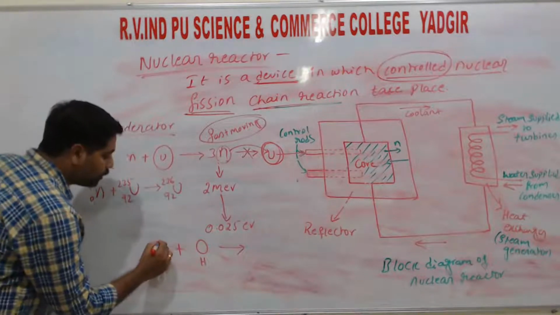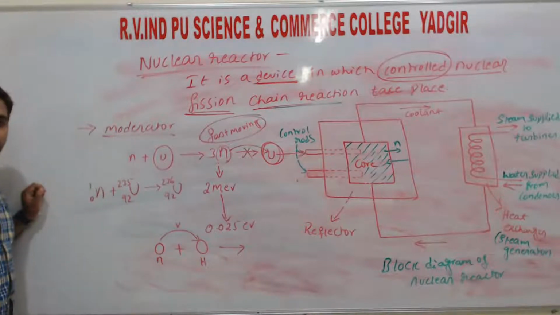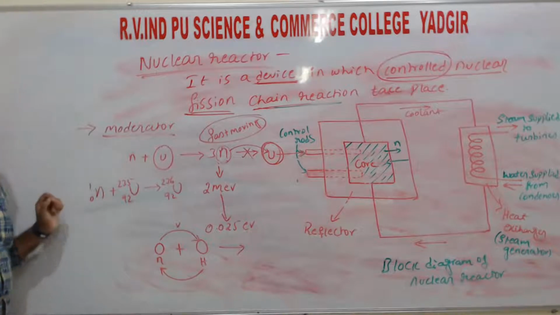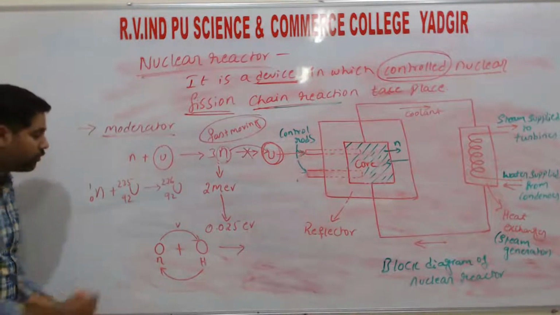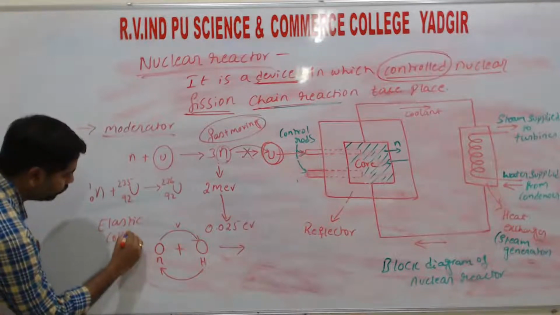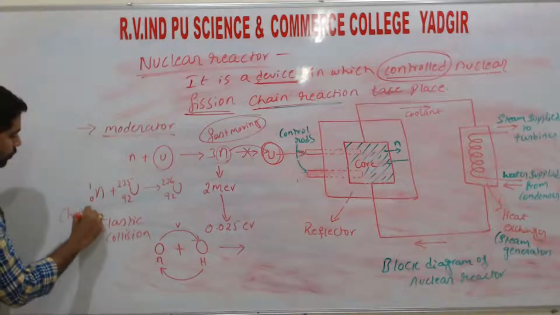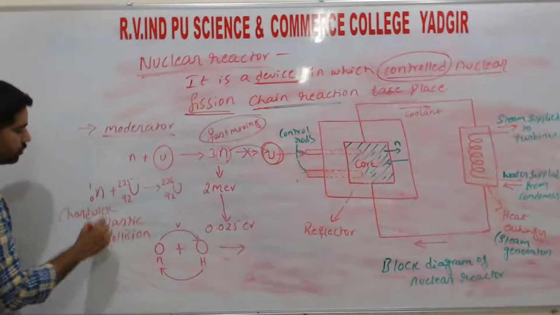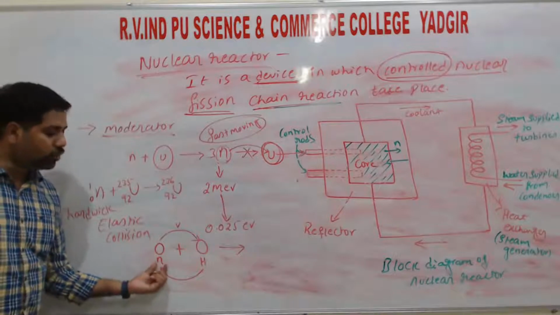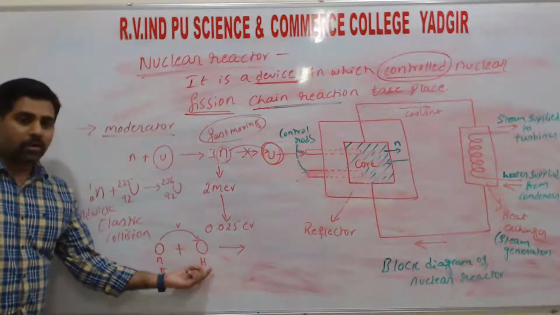That means its speed is imparted to the hydrogen, and the hydrogen's speed is imparted to the neutron, right? So that is from the elastic collision. This was observed by Chadwick. In the Chadwick experiment, the neutron is bombarded with hydrogen.